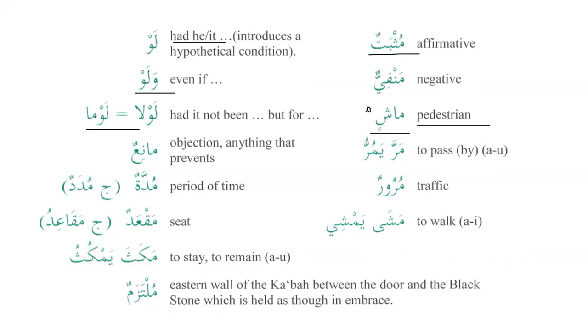Mashiyun, mashiyun, mushat. If you remember, normally these manqus words have the plural on the pattern of fu'alun, so it will be mushat. Excellent. Da'in, du'at. Similarly, we have many words. So most of the time it comes on the pattern of fu'at, which is basically mushat, pedestrians. Mani'un, objection or anything that prevents. Marra yamurru, to pass by. Muddatun, and the plural is muddadun, period of time.